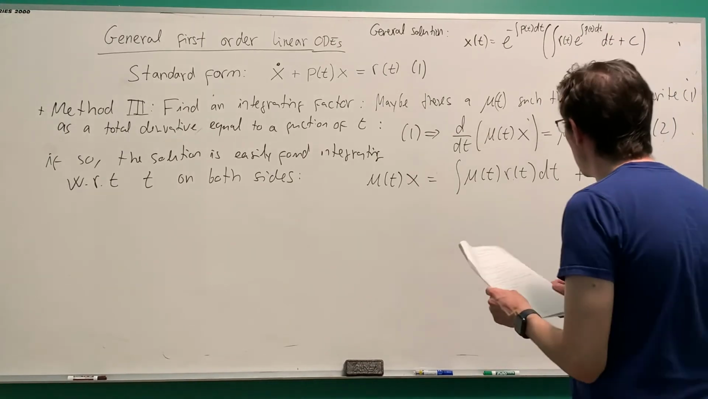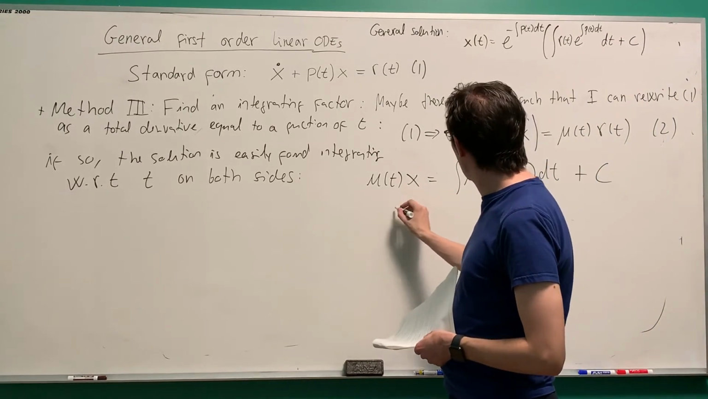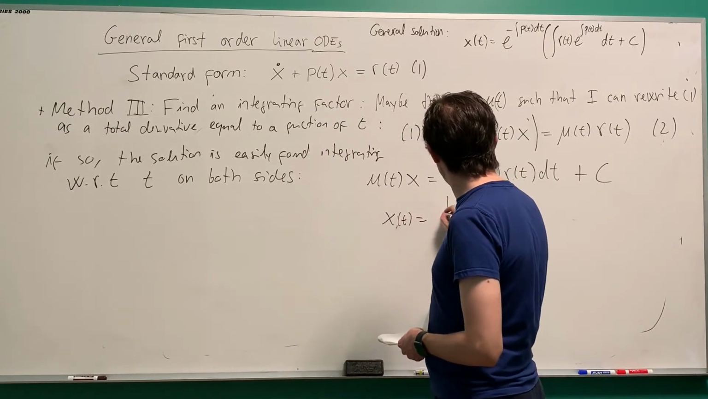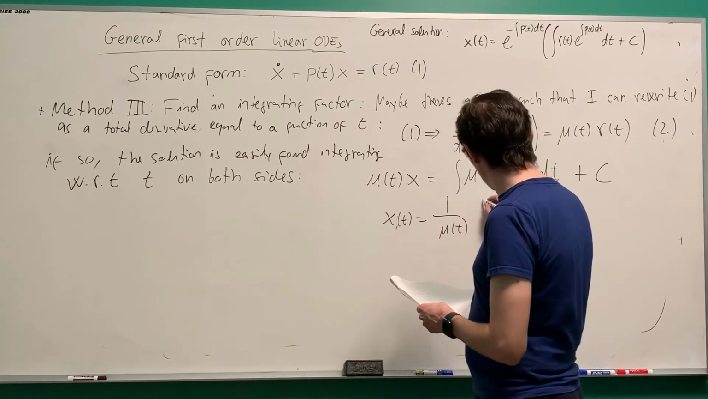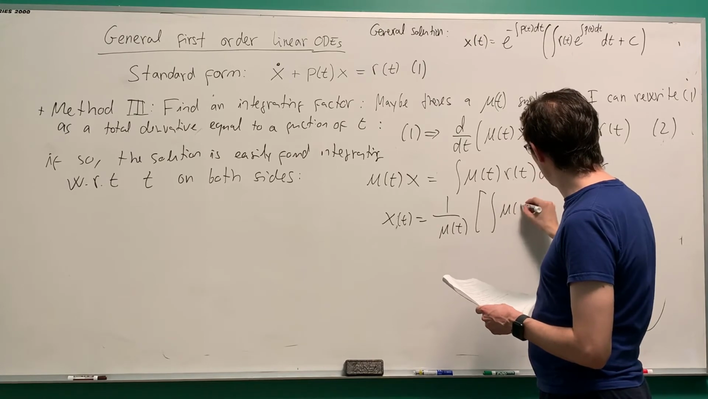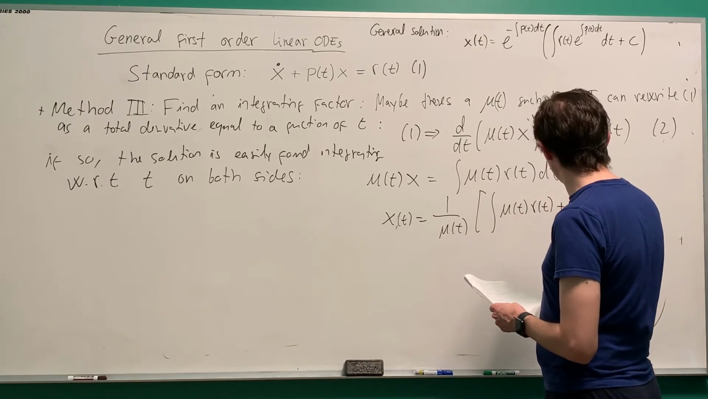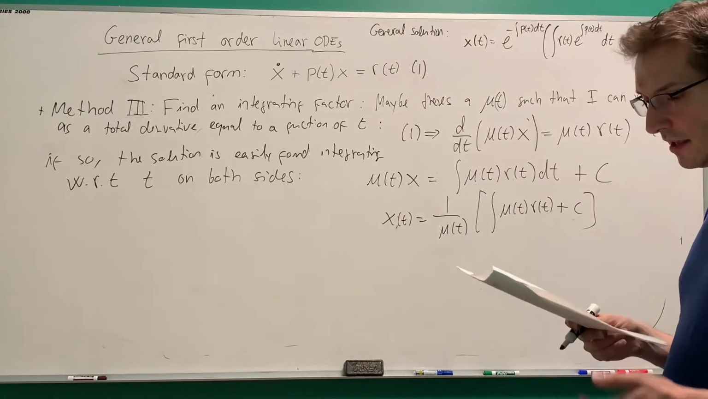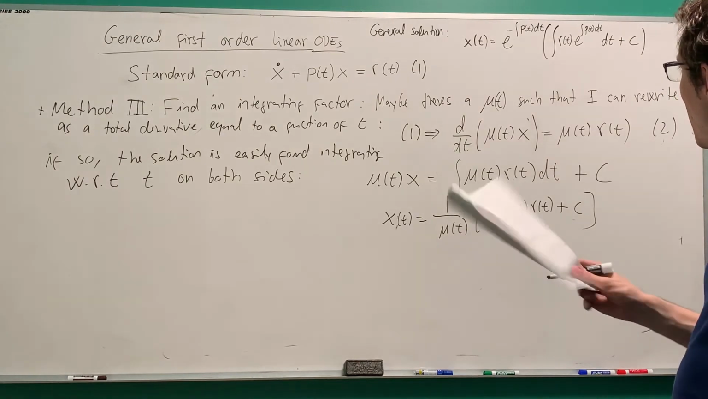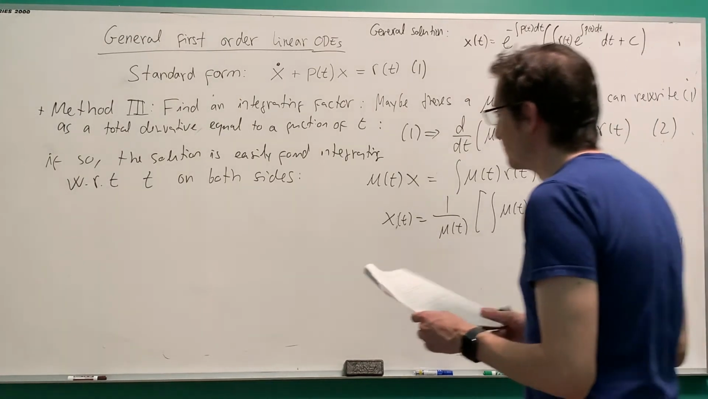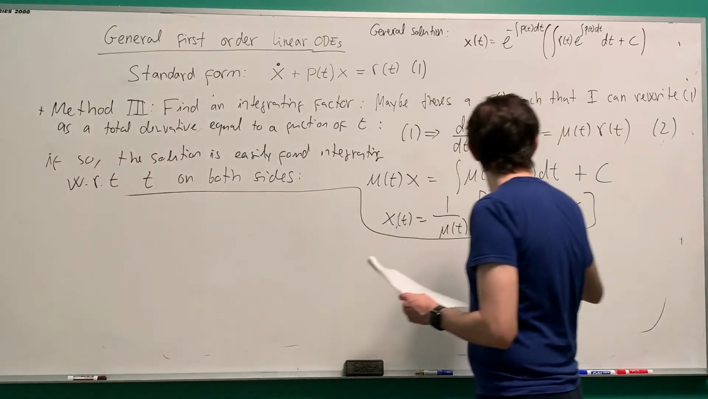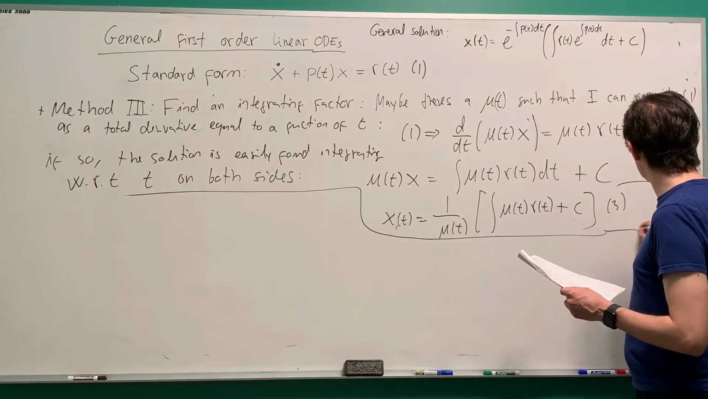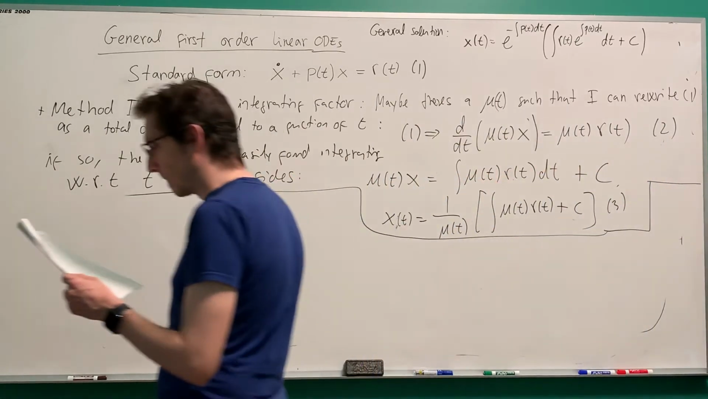All right, so you see, then it's very easy, because if that's the case, x of t becomes 1 over mu of t times the integral of mu of t r of t plus c. And we will solve the problem if there was a mu that does that. All right, so nice. Let's call this equation 3. And let's see if we can find one.